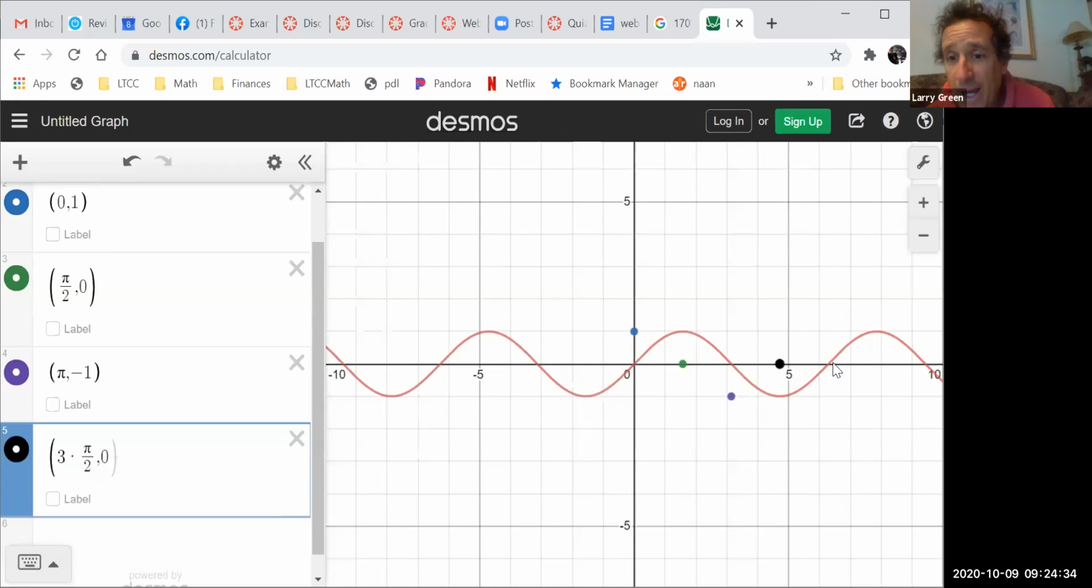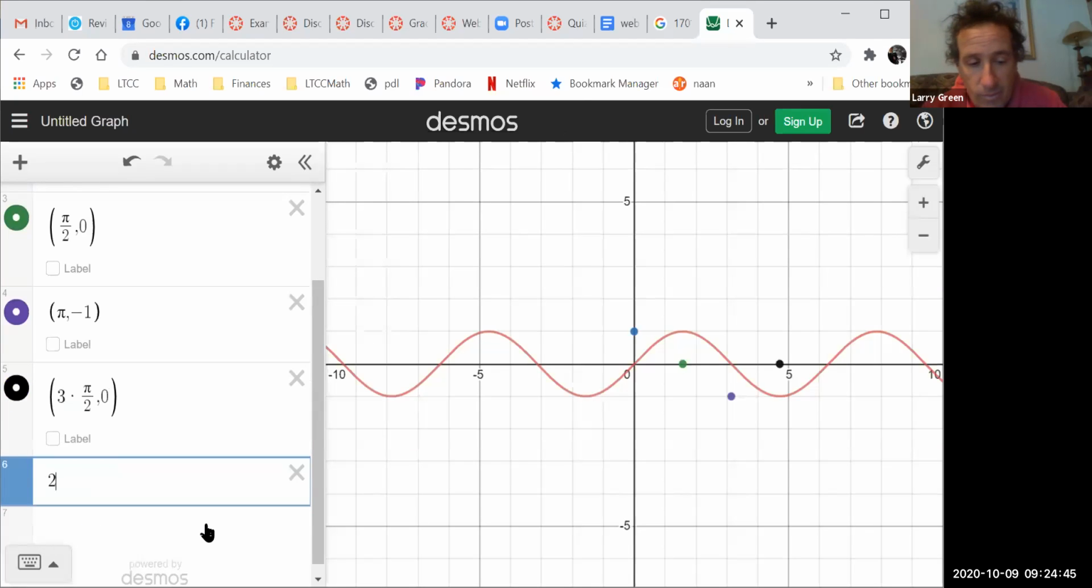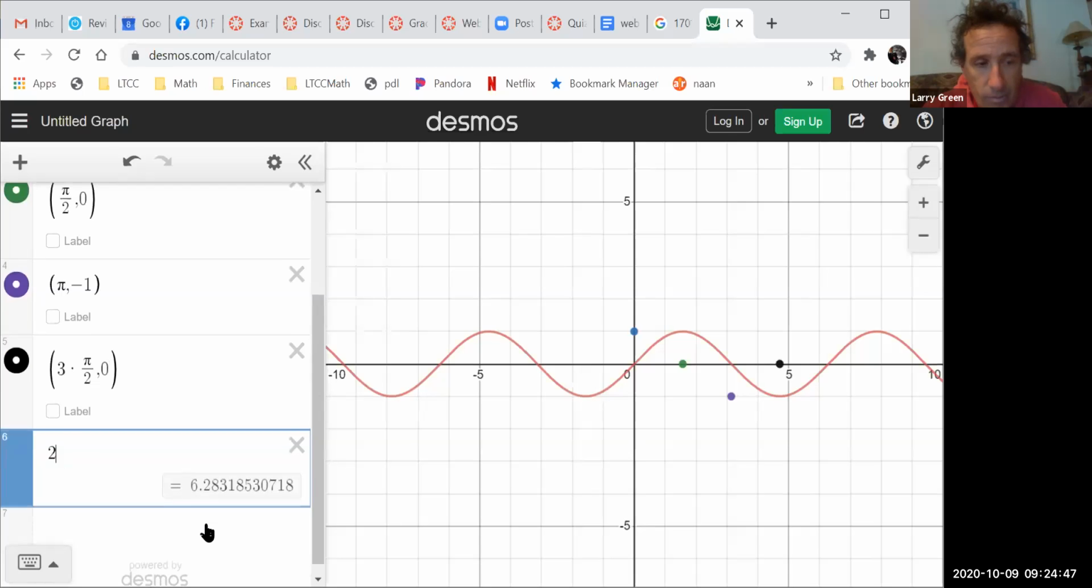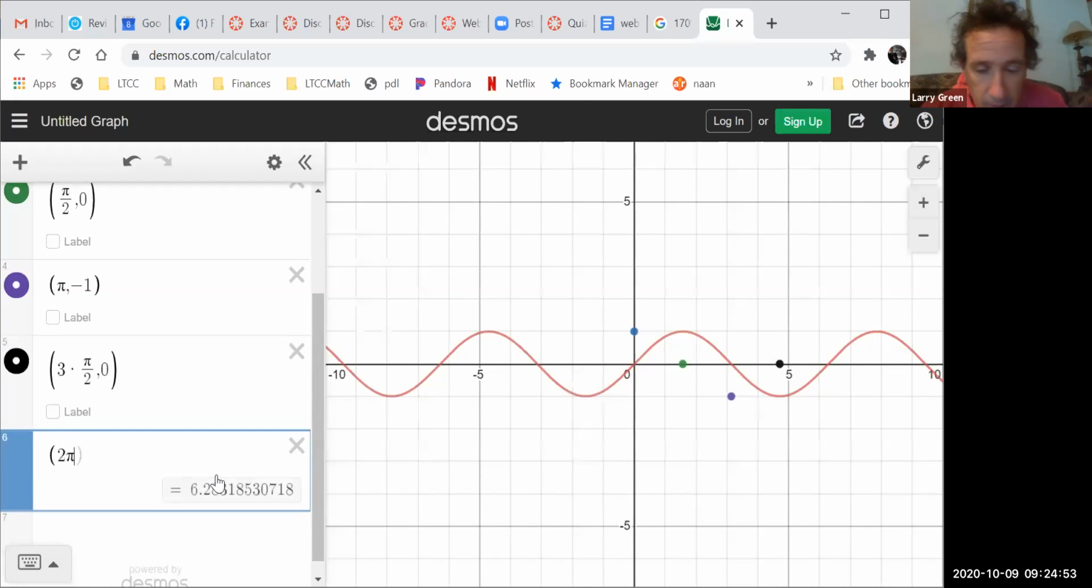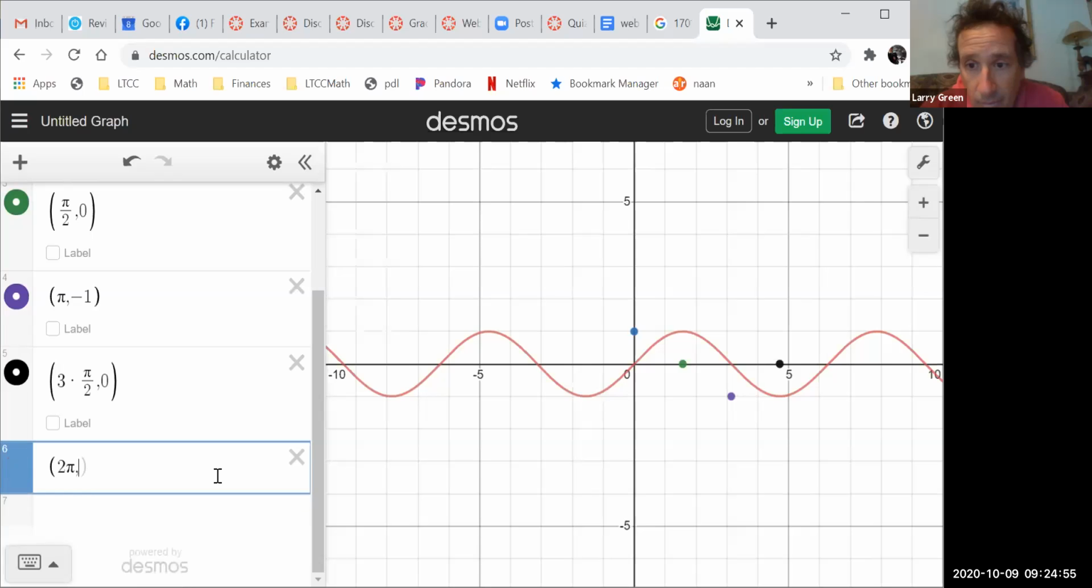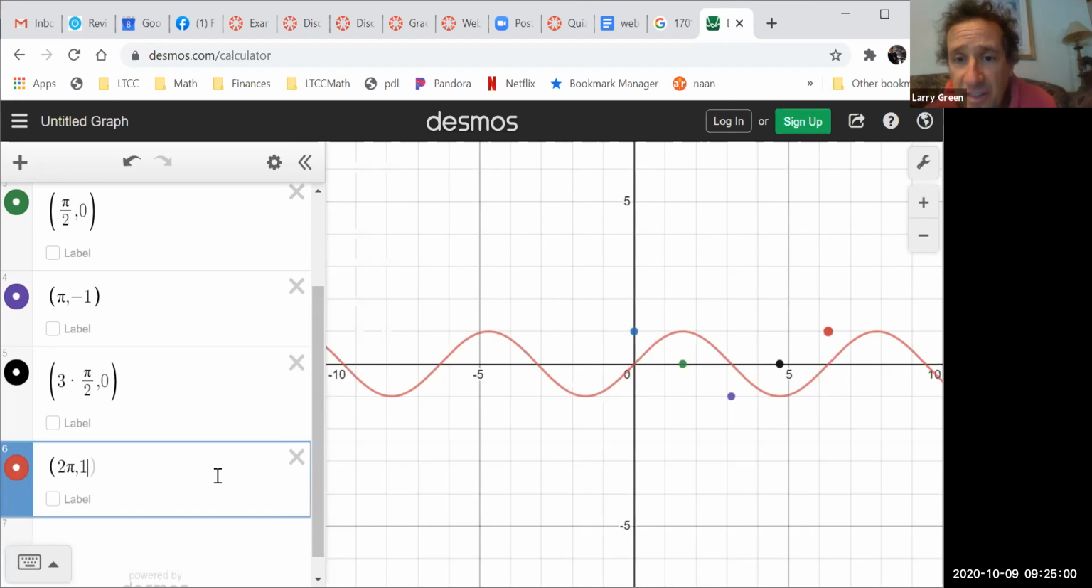How about at 2 pi? Well, it better be back. It's periodic. So if the derivative was 1 at 0, the derivative is still 1 at 2 pi. Any questions on that? Okay.